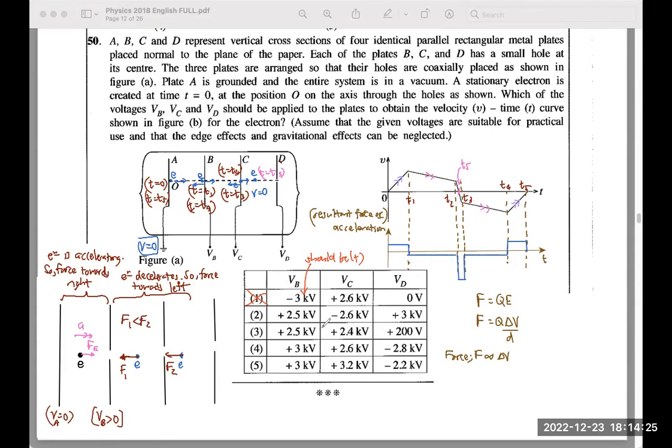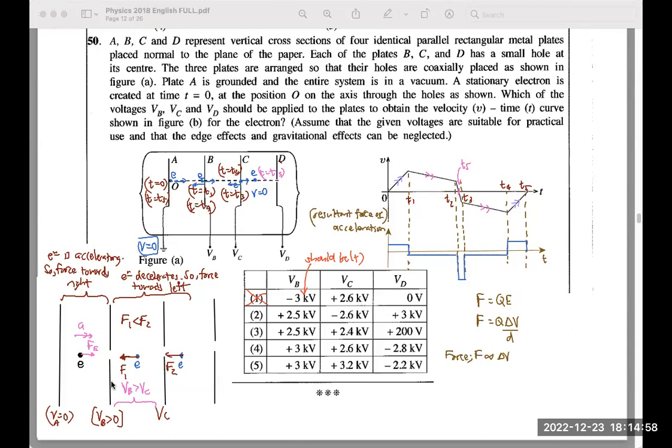It could be any positive value, but what can you say about VC? Between VB and VC, who should be larger? VB should be larger. That's why the electron is decelerating.